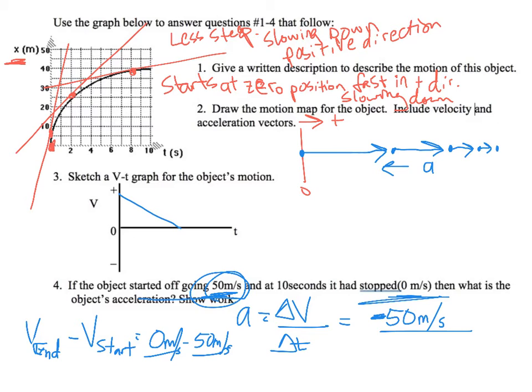Now, what is the delta t? How long did that take? That took 10 seconds. So we put our 10 seconds down here. And what does that give us for an acceleration? 5 meters per second for every second. And that's negative. That means the velocity is changing by negative 5 meters per second every second. Hope that makes sense.